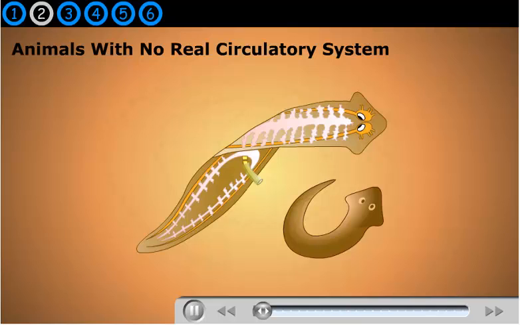Some simple animals don't have real circulatory systems at all. Flatworms and some other invertebrate animals use simple diffusion to move digested food, gases, and waste products from one part of the organism to another. The flat shape and system of branching internal tubes of these organisms enables their cells to receive nutrients and expel waste products over short distances.